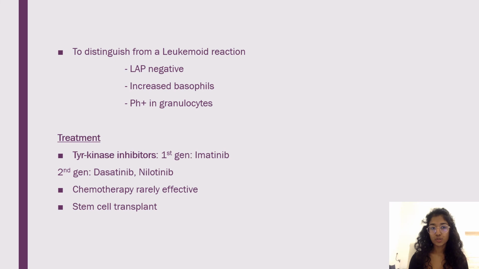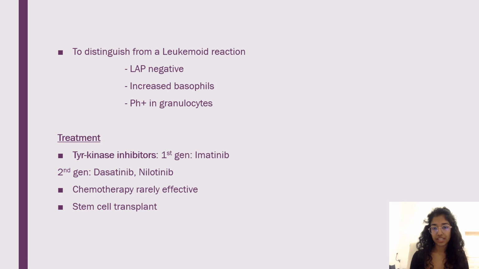It's important to differentially diagnose a leukemoid reaction from CML. Leukemoid reaction is when you have an inflammatory response to an infection as a result of which your leukocyte population increases. So 3 parameters can be used. 1, CML will show LAP negativity. LAP is leukocyte alkaline phosphatase, which will be present in secondary neutrophils that are produced in response to an infection.